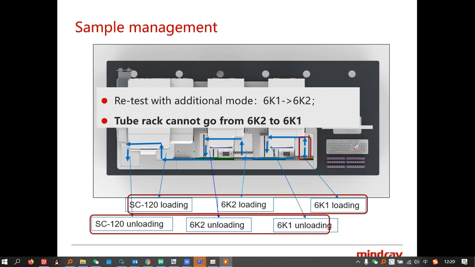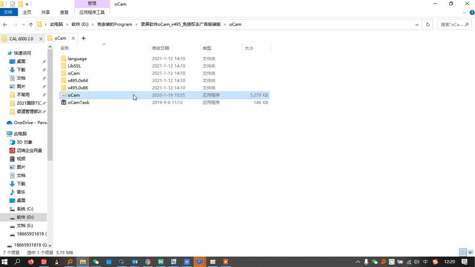And talking about the order of the analyzers, I want to remind you of one thing about the KEL 8000, yesterday's content. During the installation of the KEL 8000, let me go back to the PPT of the KEL 8000.